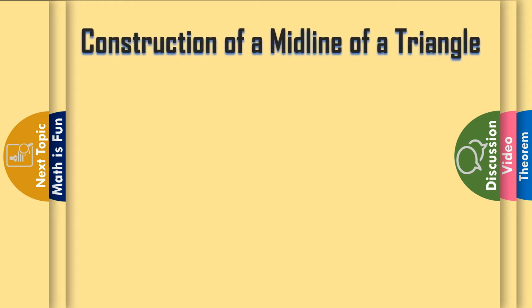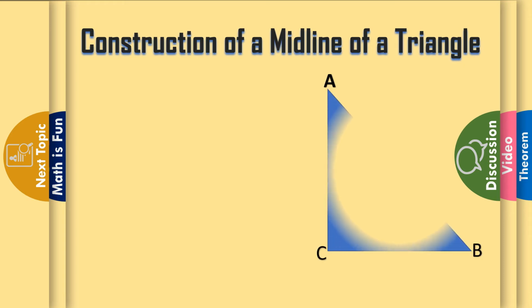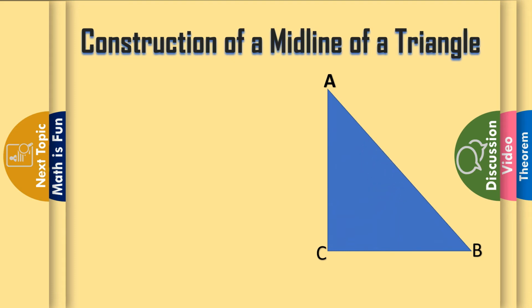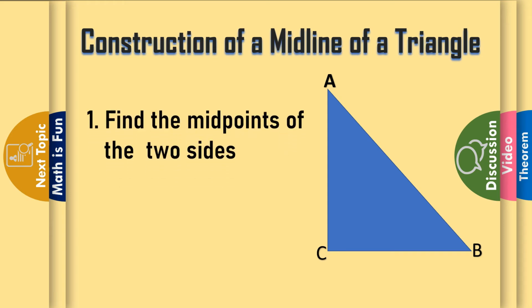Let us now start our lesson. Let's have construction of a midline of a triangle. You get your pen and paper and draw a triangle. Label it triangle ABC. The first step in constructing a midline of a triangle is we have to find the midpoints of the two sides.